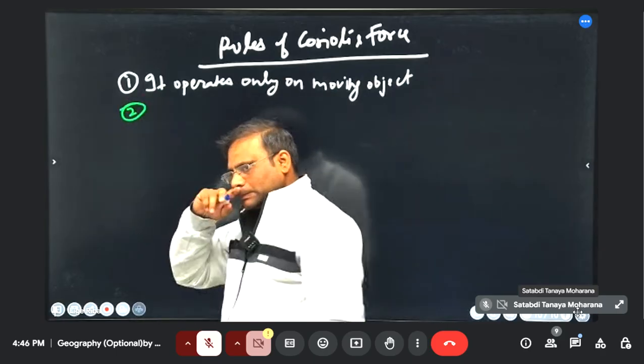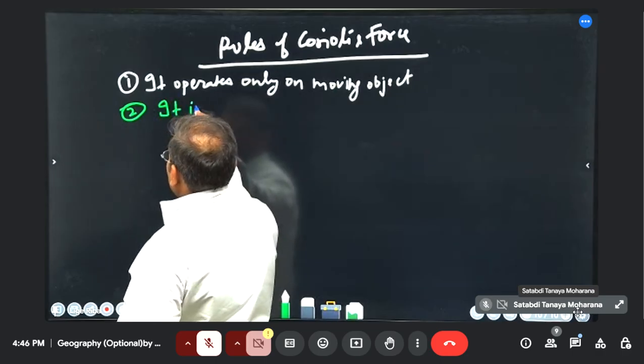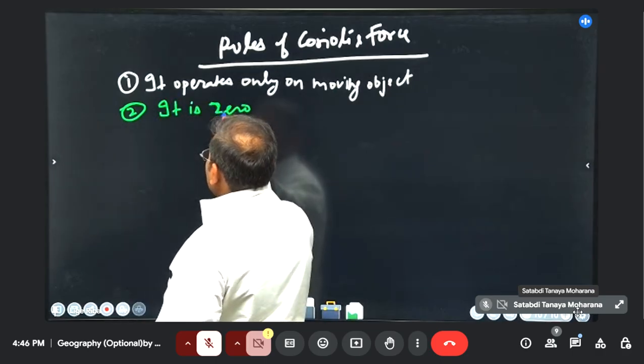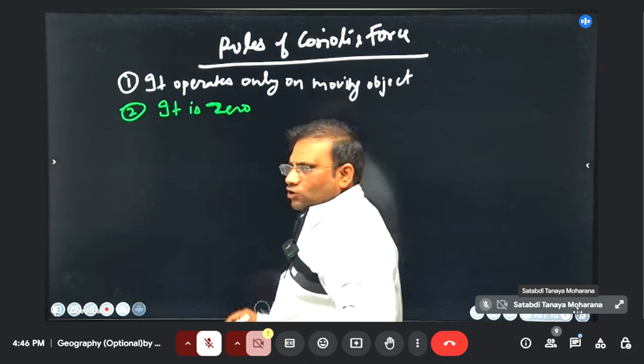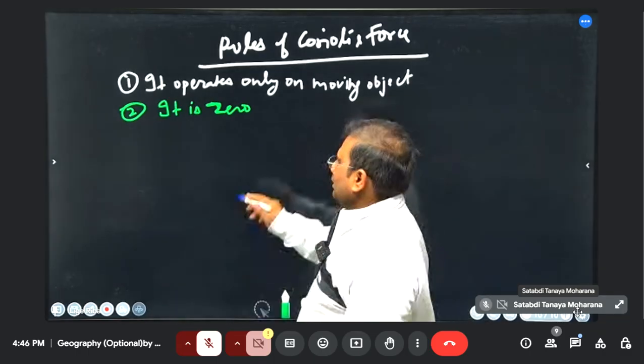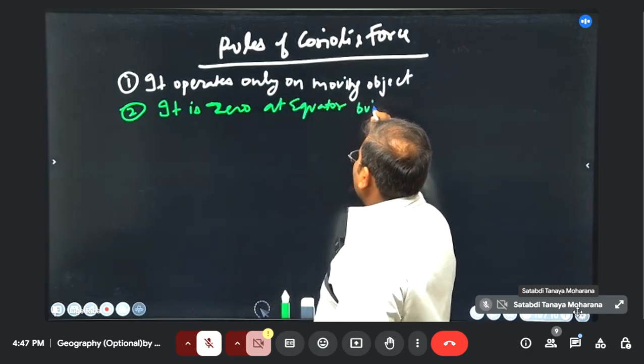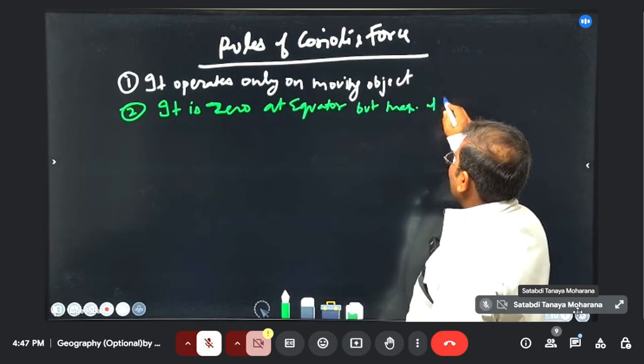Second thing, it is zero at the equator. Actually, this force is required for the formation of cyclones, rotation. So if it is zero, then cyclones cannot form over the equator. It is zero at the equator. But maximum at the poles.